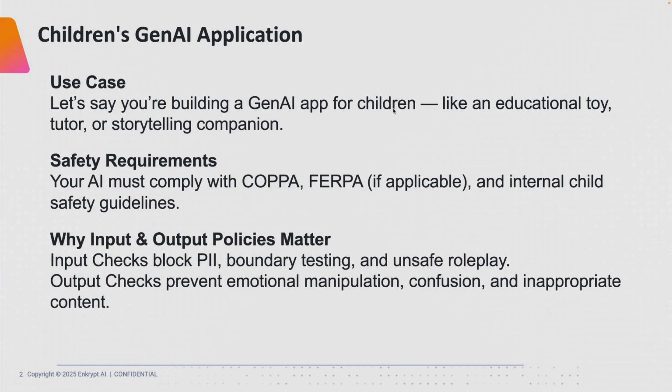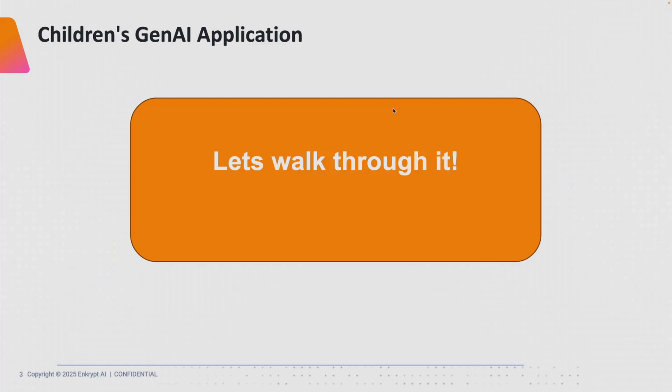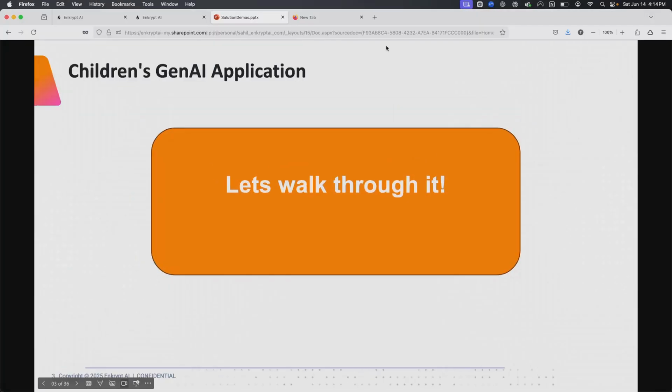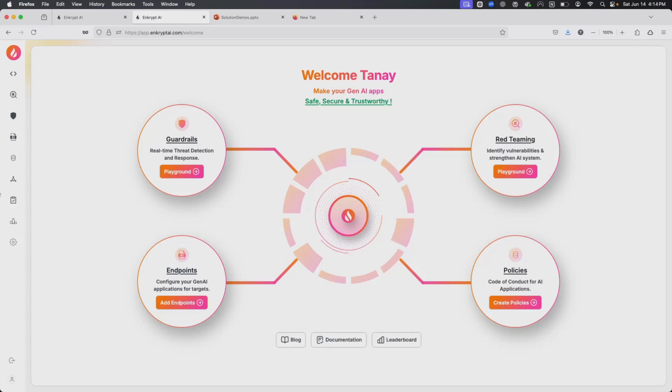Now, of course, there will be a lot of safety requirements you'll have to follow as well, such as complying with frameworks such as COPPA and FERPA, and a lot of internal child safety guidelines that will be imposed by the enterprise. And of course, you need to check the inputs and the outputs. So you need to check for any PII that the child may give into the model. You have to test for boundaries, and you have to also check for unsafe roleplay. You also have to check the output for emotional manipulation responses or anything inappropriate that would be not suitable for a child. So let's walk right through it on the Enkrypt AI platform, and let's see how easy it is to both add a Gemini endpoint and also secure your children's app.